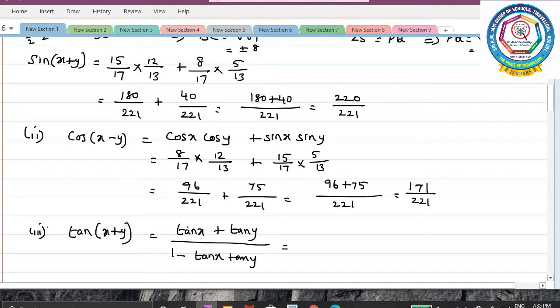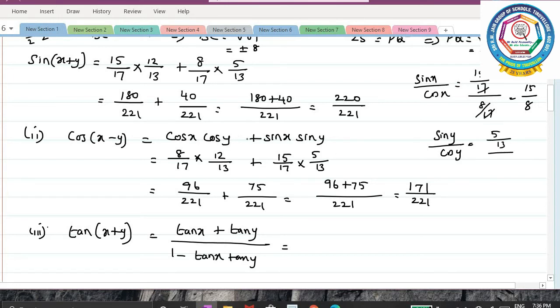So what is tan x? Tan x means sin x by cos x. What is sin x? That is given. Sin x is 15 by 17, cos x is 8 by 17. 17 will cancel, so 15 by 8. Next one, tan y. Tan y is equal to sin y by cos y. Sin y is 5 by 13, cos y is 12 by 13. So 13 will cancel, so 5 by 12.